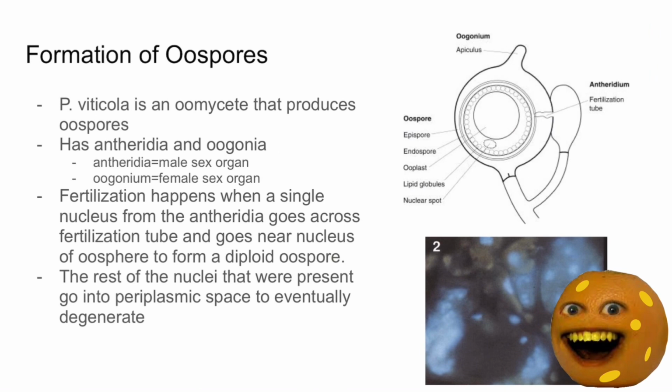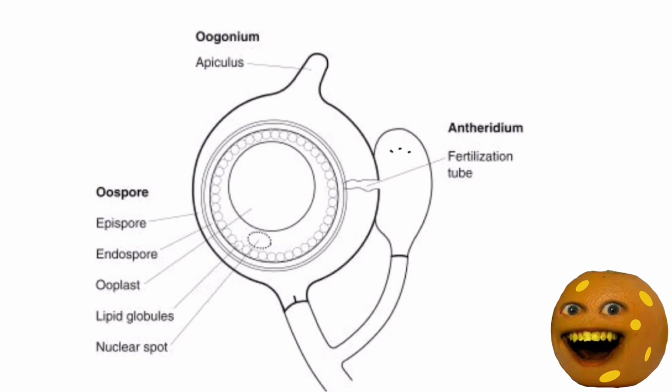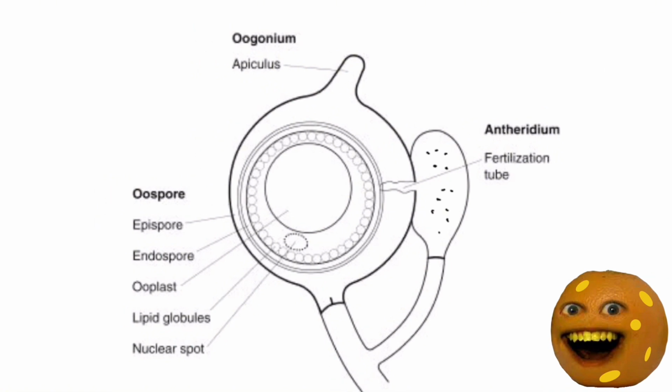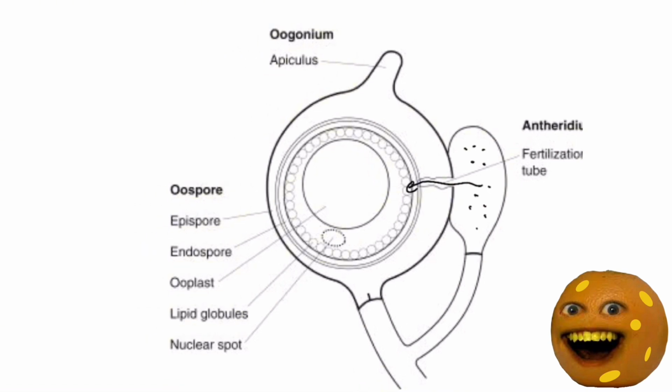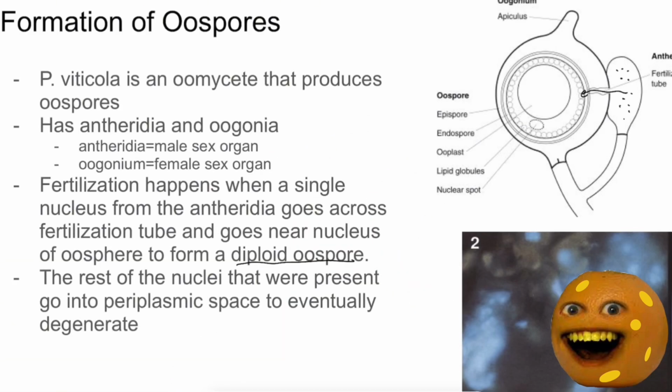So it's going to start off with the formation of the oospores. Just to start, Plasmopara viticola is an oomycete that produces oospores, and it has two sex organs, antheridium and oogonium. Fertilization needs to happen, where the antheridium has a lot of nuclei, and one nucleus needs to go through the fertilization tube and eventually go near the nucleus of the oospore to form a diploid oospore.